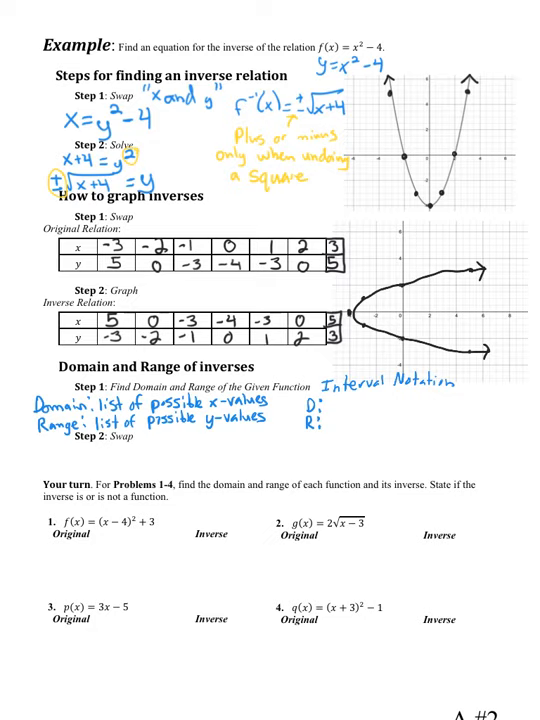And my domain is all the possible x values. So if I'm looking at my top graph, that's the quadratic function, x squared minus 4, this one up here, I can plug in whatever number I want for x into that equation. Like if I plug in -100, I can square -100 and subtract 4, and I can find an answer. If I plug in -1 million, I can square -1 million and subtract 4 and find an answer.